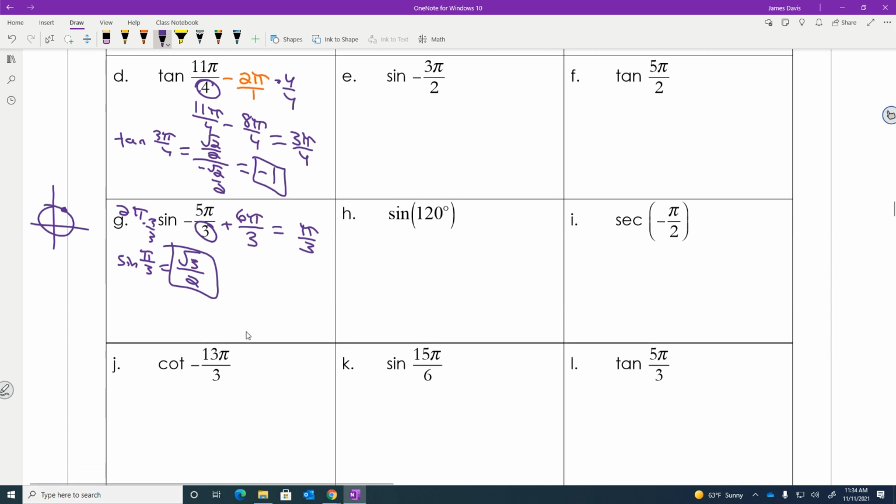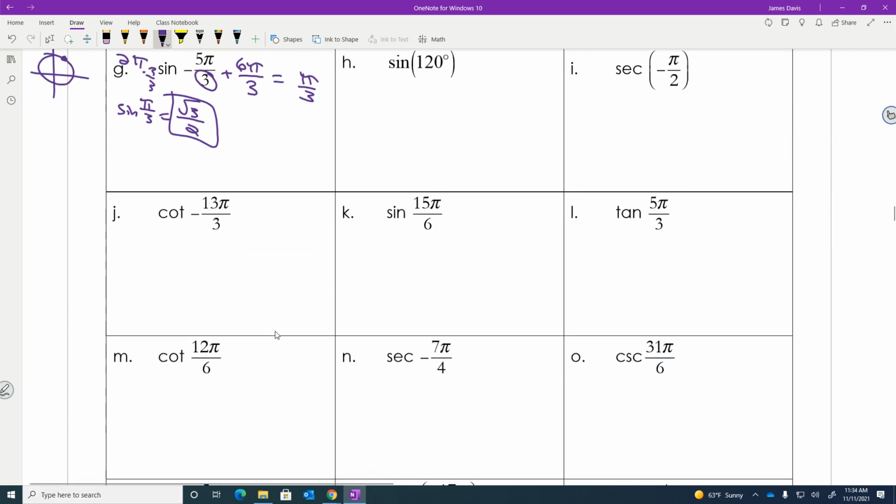Let's do a couple more together just to get the hang of it. This one's a different one. It's still thirds. Let's try this one here. Sine of 15 pi over 6. So we're going to be adding and subtracting, because this is more than 2 pi, right? 15 pi over 6. That's not a number that we have. So we want to subtract 2 pi.